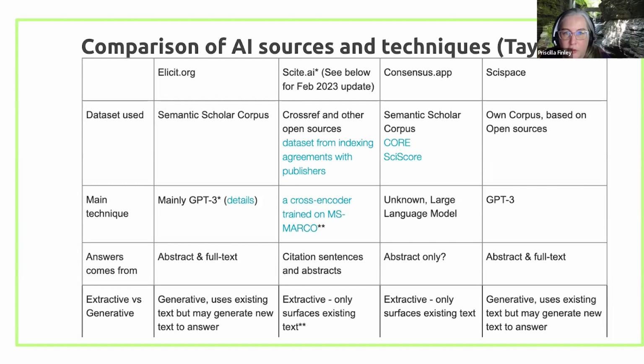Elicit and Consensus search a data set of citations and abstracts called Semantic Scholar. You can go to the Semantic Scholar website and they have a list of what is included, what is excluded, how often it is updated. Generally speaking, it has summaries for peer-reviewed journal articles from the last 20 years. I don't know how often it is updated, but it is documented on the site.